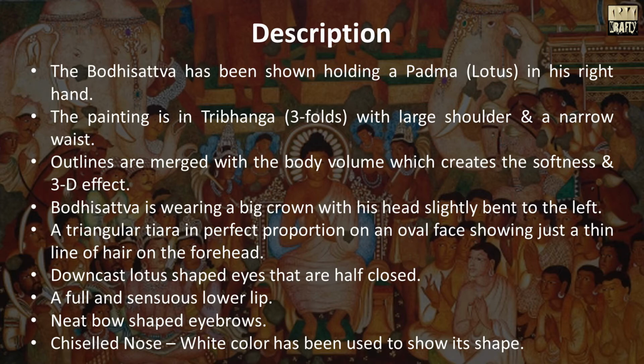A triangular tiara in perfect proportion on an oval face, showing just a thin line of hair on the forehead. Downcast lotus-shaped eyes that are half closed, a full and sensuous lower lip, neat bow-shaped eyebrows, and a chiseled nose. White color has been used to show its shape.